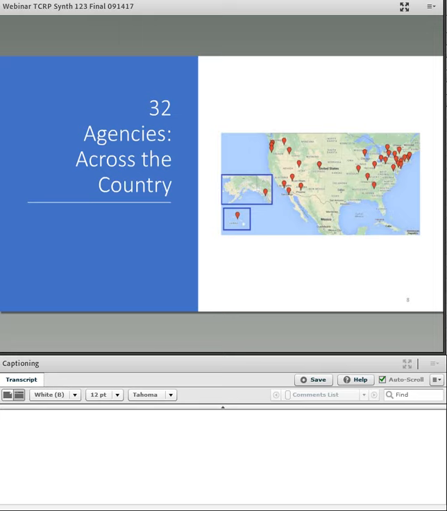Basically, we looked at 32 agencies, and they were across the country. As you can see in the map, they ranged from the most northern to the southern, and I do regret, though, that we don't have any in the middle of the state. I would have liked that more, but this is how it ended up working out. However, we do have the different sizes.